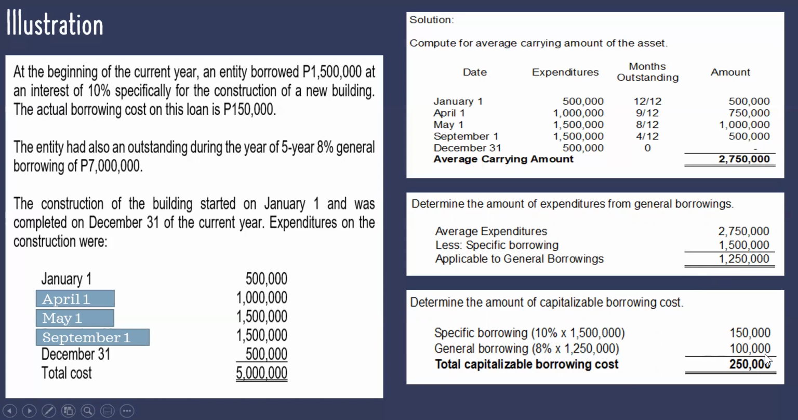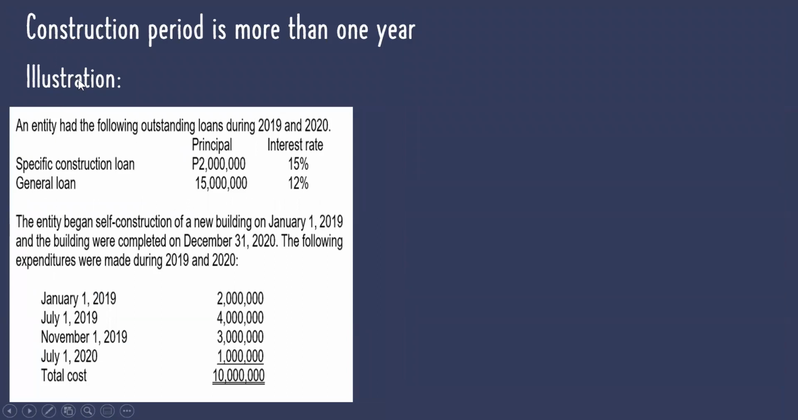So if you're going to add up the borrowing cost from the specific borrowing and the borrowing cost from the general borrowing, so you'll have 250,000. So yung ating capitalizable borrowing cost ay 250,000. So if you'll be asked, magkano yung total cost of your building, then that will be 5,250,000. So 5 million because that's the total cost or the total expenditures na incurred for the construction of the building. Okay?